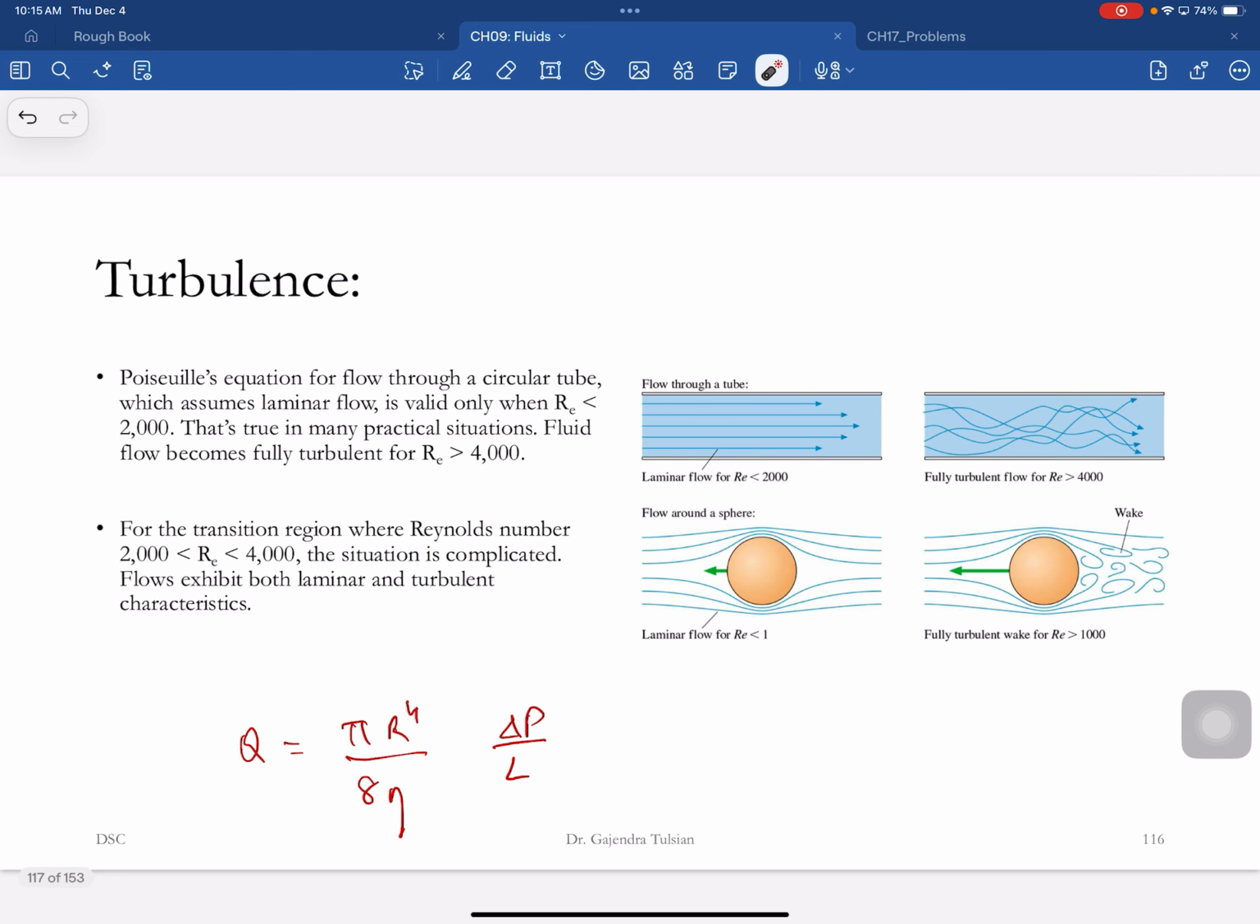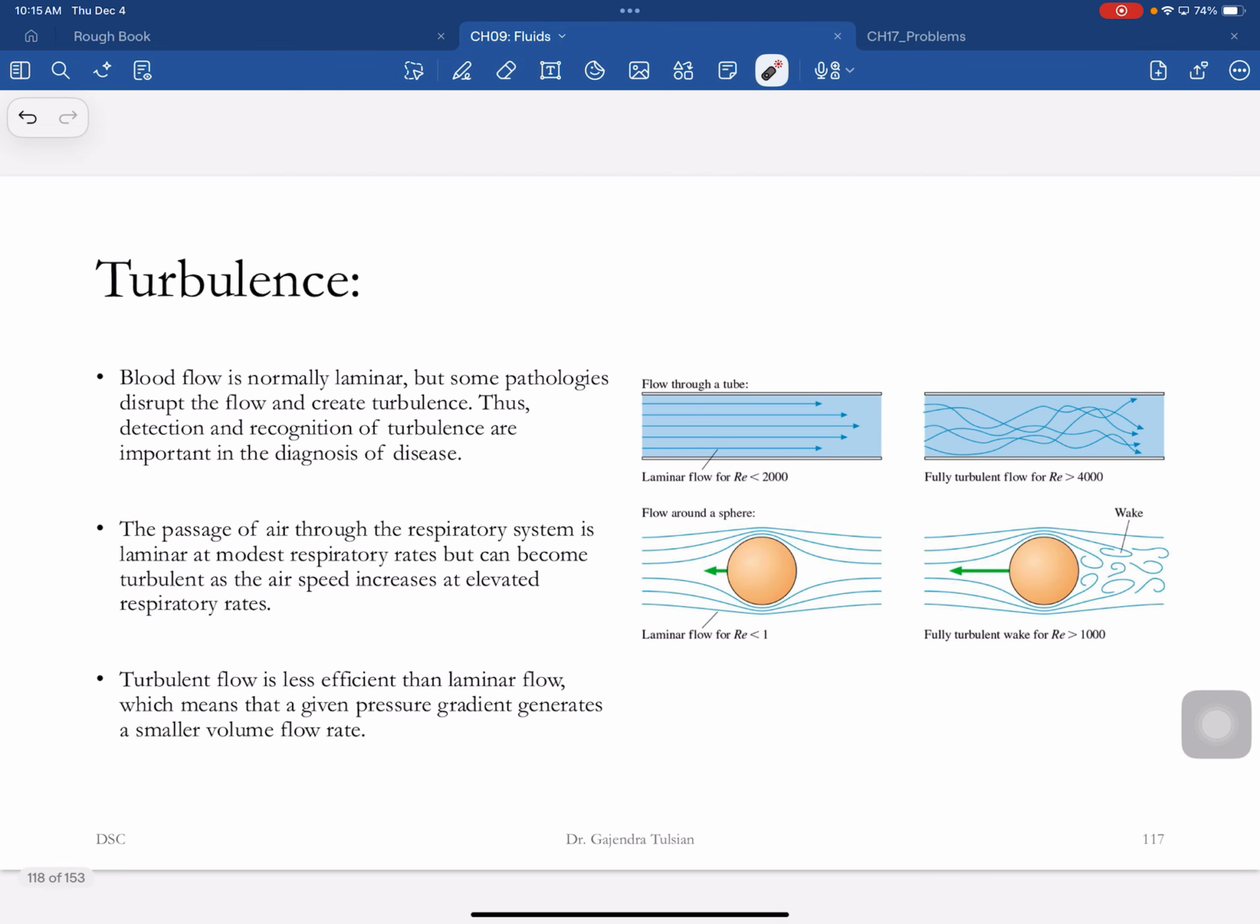Okay. So, fluid flow becomes fully turbulent above a Reynolds number of 4,000 through a circular cross-section tube. Blood flow is normally laminar, but some pathologies disrupt the flow and create turbulence. Thus, the detection and recognition of turbulence are important in the diagnosis of a disease.